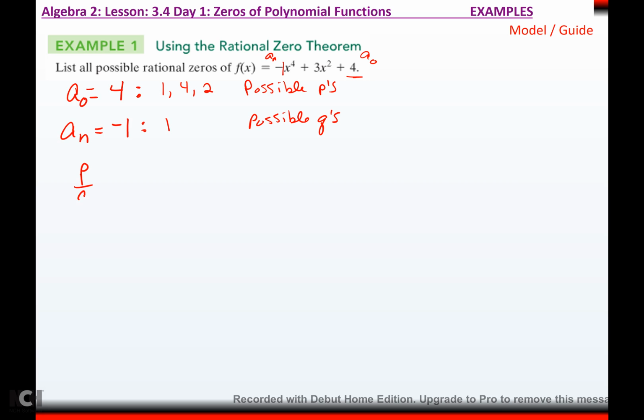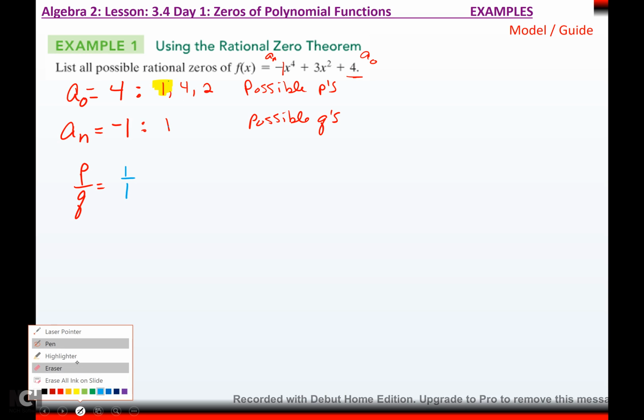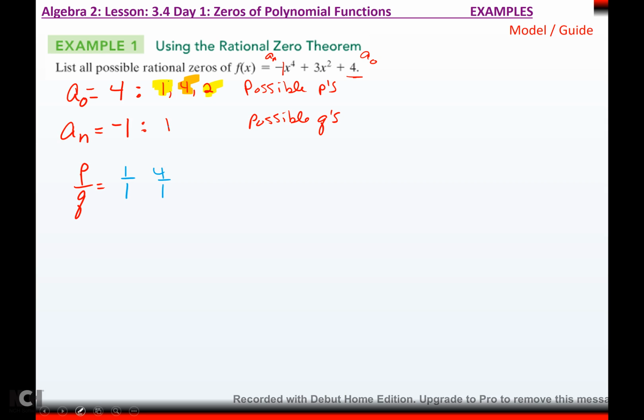So to make my possible PQ list, all you do is you start with the first P, and you put it over every Q. So I have this one over this one. So 1 over 1, and then I move to the next one. My next P is 4. So I put it over Q. And that gives me 4 over 1. My next P is 2. So I put that over 1. I get 2 over 1.